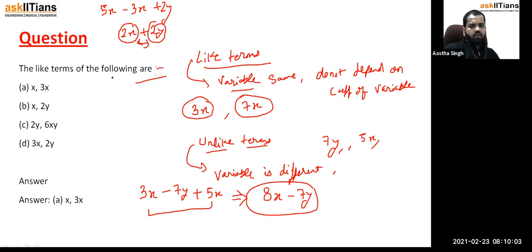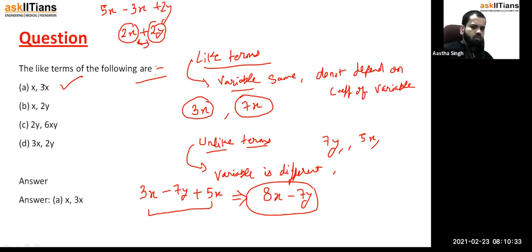The like terms of the following are x and 3x. Is this like or unlike? I think this is like. Why? Because your x is the same. What is x? x is your variable. Your variable is the same, and it does not depend on what your coefficient is, right? So I think the point is clear, right?